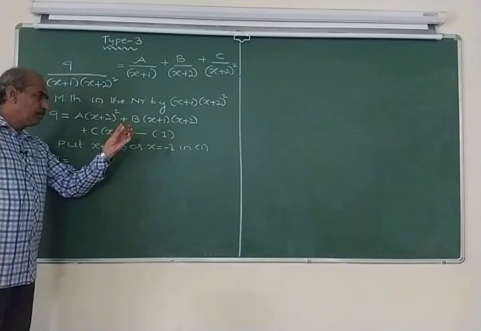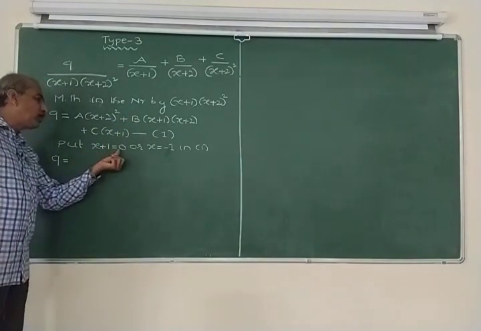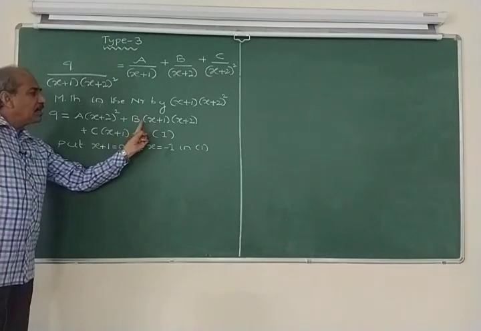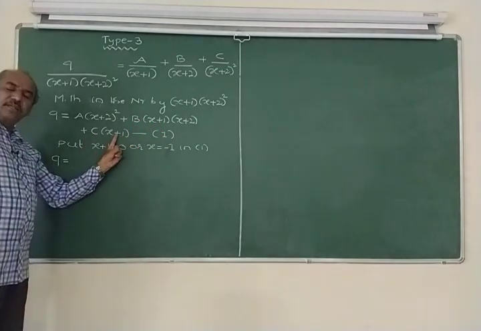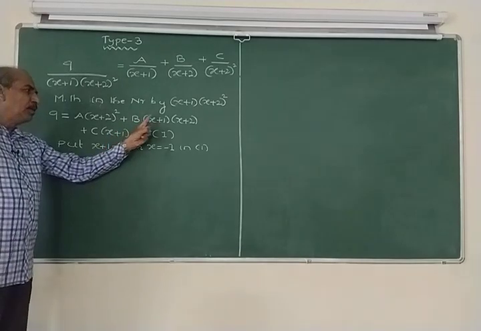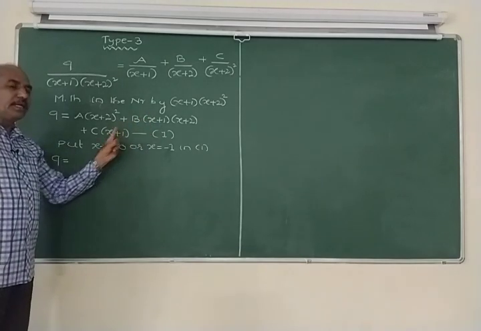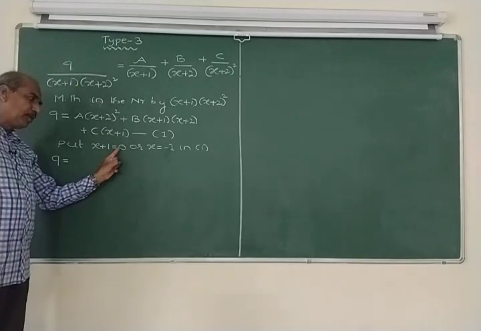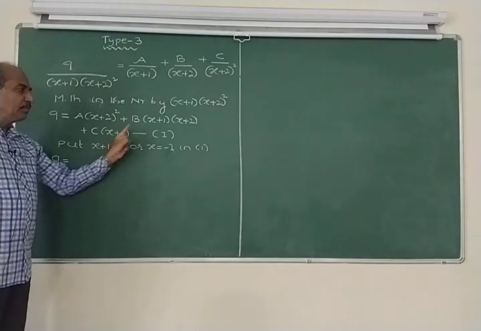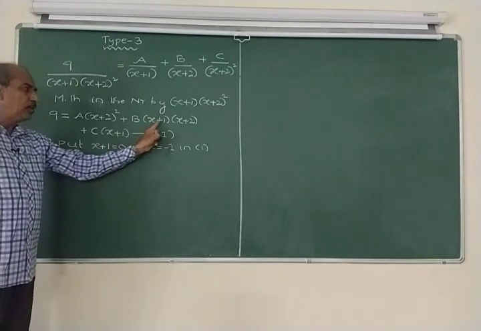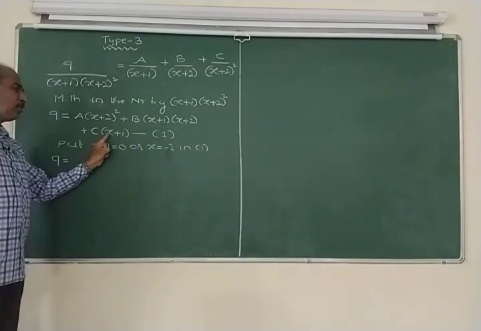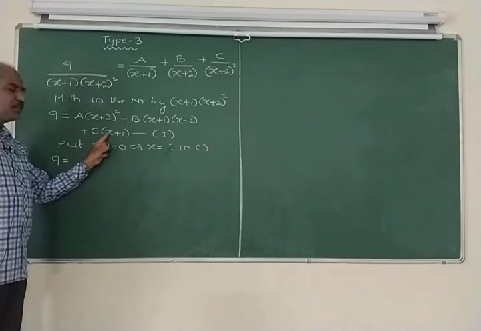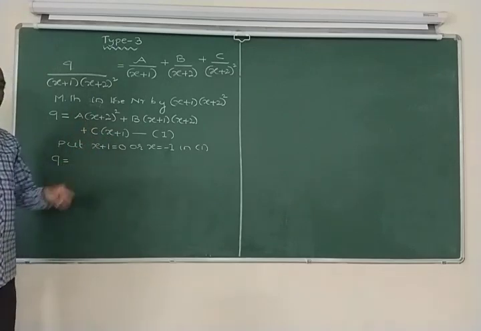Now, you observe where you have x plus 1, second term contains x plus 1, third term contains x plus 1. Therefore, these two terms will not be there. Why is it so? Because it is 0. If I put x plus 1 as 0, 0 multiplied by anything is 0. Here also x plus 1 is 0, 0 multiplied by anything is 0.